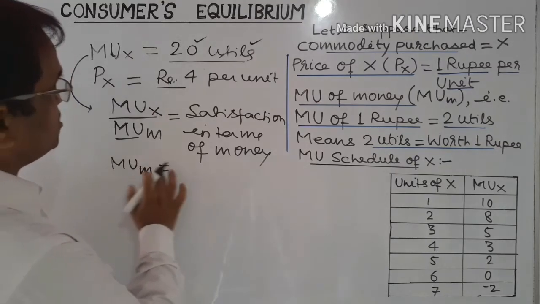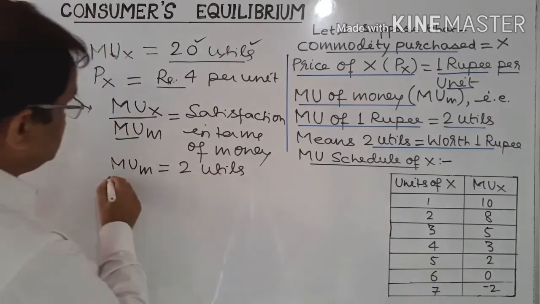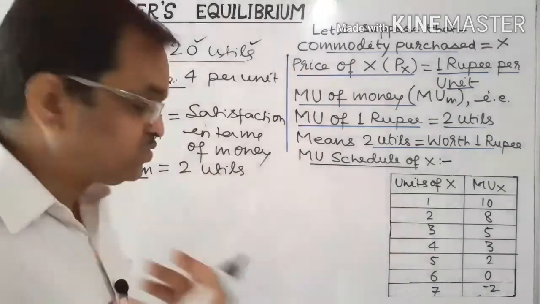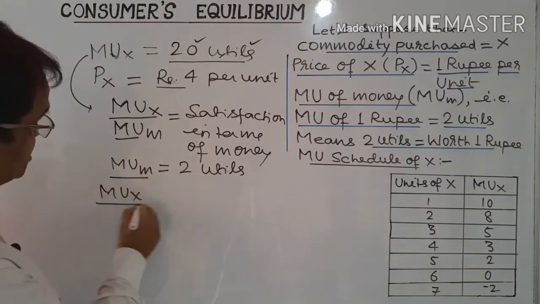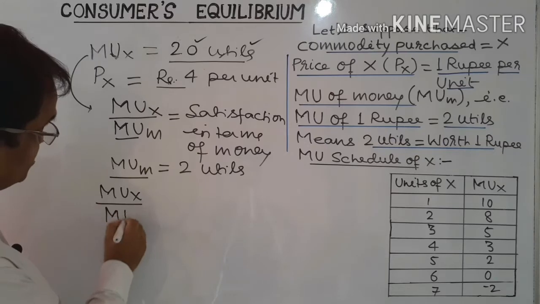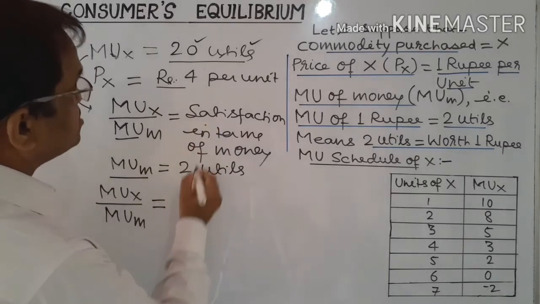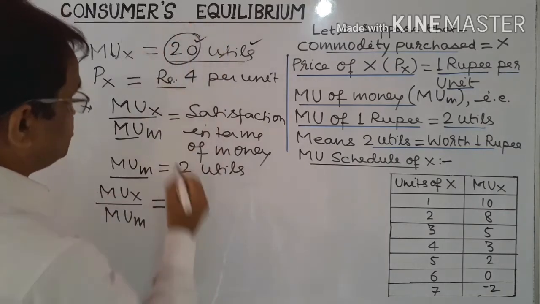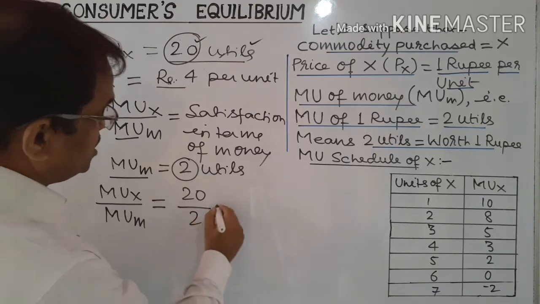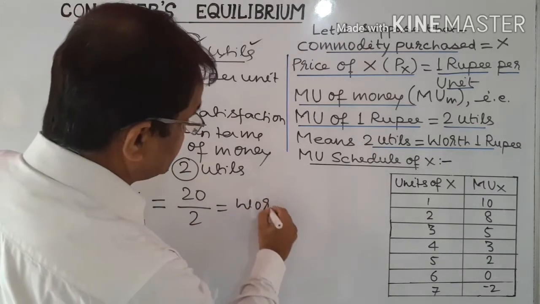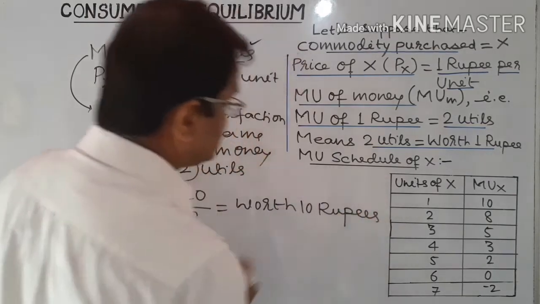Let the marginal utility of money be equal to 2 utils, that is, marginal utility of 1 rupee is equal to 2 utils. Now how can we get this marginal satisfaction in terms of money? Then we divide this marginal utility by the marginal utility of 1 rupee. This is 20 utils, and this is 2 utils, so it is equal to worth 10 rupees. The satisfaction we get is equal to 10 rupees.